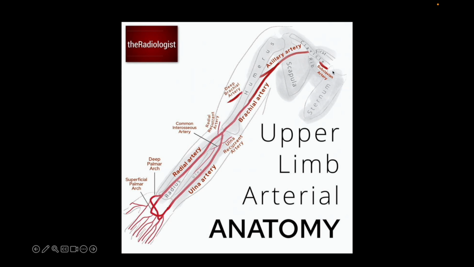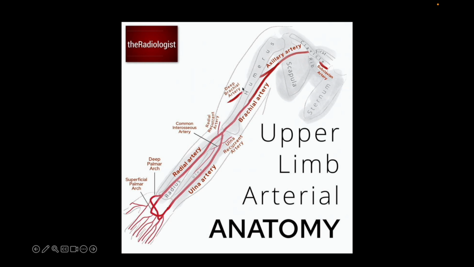Let's start proximally. The subclavian artery becomes the axillary artery at the lateral edge of the first rib. The axillary artery gives off a circumflex branch, which isn't actually pictured here, that comes around the humeral head. The axillary artery then becomes the brachial artery at the lower border of the teres major muscle.